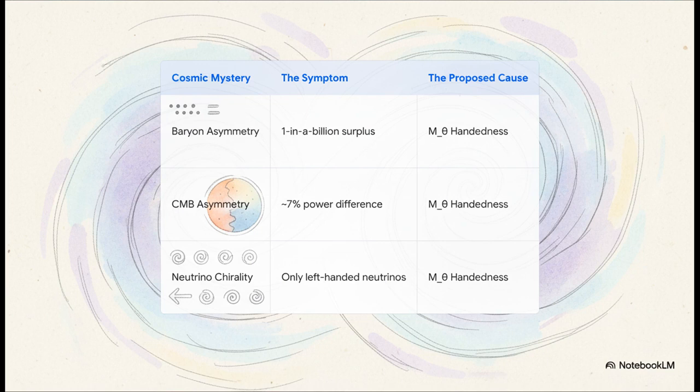First, our matter problem. Second, a very strange 7% temperature difference we see between the two hemispheres of the cosmic microwave background, the afterglow of the Big Bang. And third, the bizarre fact that only left-handed neutrinos seem to interact with other particles. I mean, think about that. Three of the biggest puzzles out there, all potentially explained by this one single idea. They might not be separate problems at all, but just different symptoms of the same root cause, a handed universe.